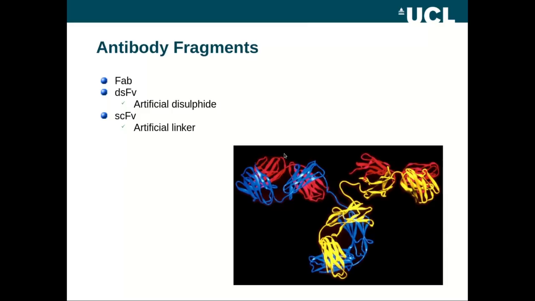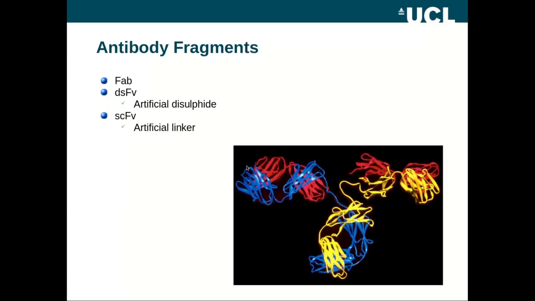In fact, of course, all we really need is the FV, the variable fragment, consisting of the VH and VL domains, because that's where all the variability is, and where the binding site is up the end here, which interacts with the antigen. So Fab fragments are fine. The problem with using FVs is that they're not very stable. The two chains tend to fall apart.